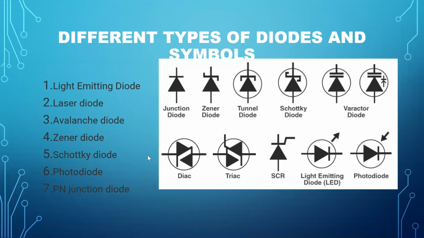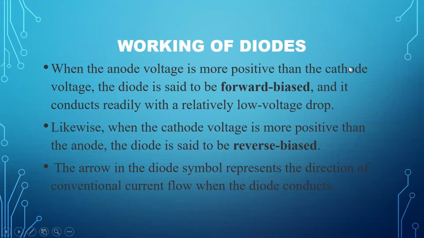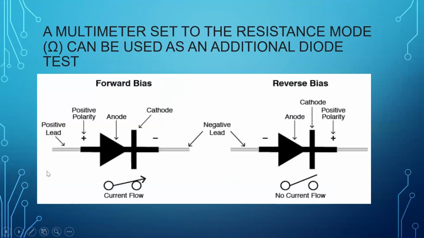Now there are many types of diodes and these are their corresponding symbols. But today we are going to test our PN junction diode. The working is the same as I just told you about the forward bias and reverse bias diodes, and this is how we are going to test this diode. In forward bias, you have to connect the positive with the positive. But for reverse bias, you have to connect the positive with the negative.